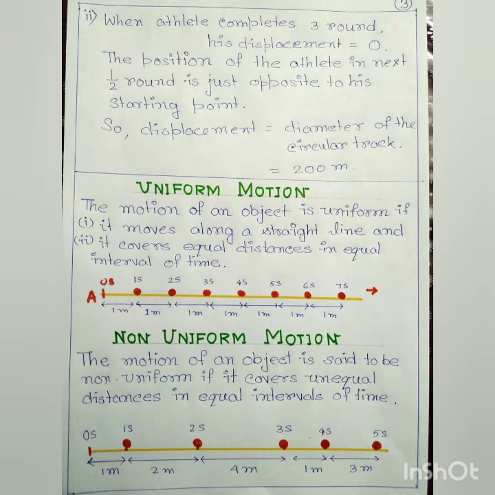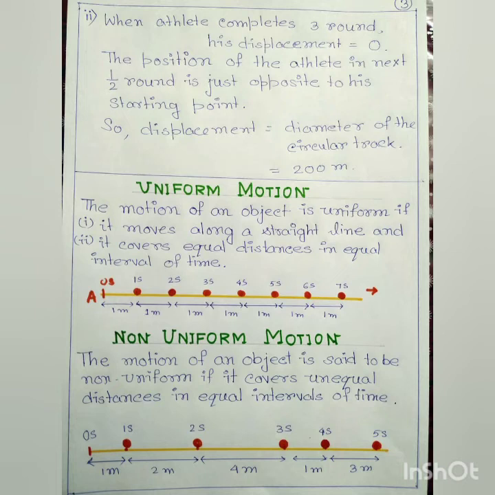But here he completed 3.5 rounds. So after third round, displacement will be 0. But the position of the athlete in the next half round will be just opposite to his starting point, that is from A to B. Therefore, the displacement will be the diameter of the circular track, that is 200 meter. Clear?